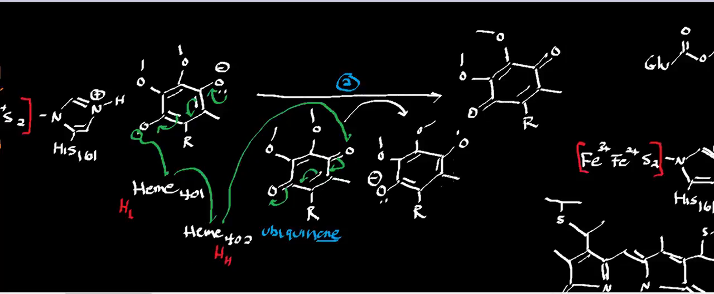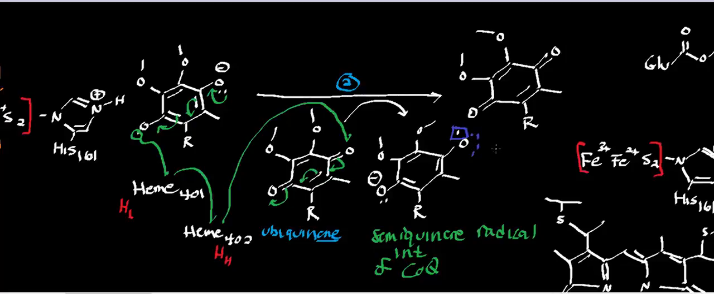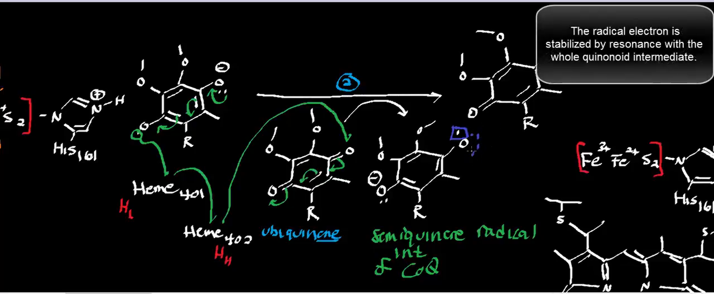This intermediate right here is called the semiquinone. This is the semiquinone intermediate of CoQ. The reason it's called the semiquinone is because it's a radical. Whenever you have a semiquinone radical, you notice that one of these oxygens has a radical electron. Of course, there are 4 other electrons, 2 lone pairs on it. Overall, the oxygen is neutral, but it turns out it can actually stabilize that radical electron.